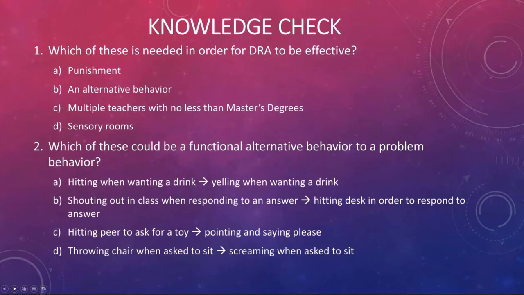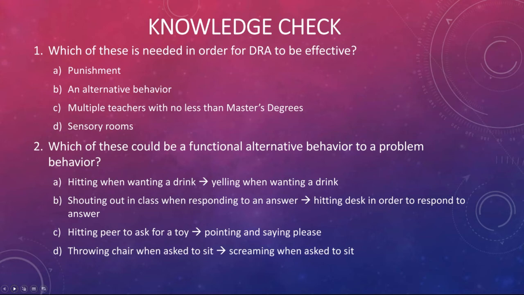So, knowledge check. Number 1, which of these is needed in order for DRA to be effective? A, punishment. B, an alternative behavior. C, multiple teachers with no less than master's degrees. Or D, sensory rooms. And number 2, which of these could be a functional alternative behavior to a problem behavior?